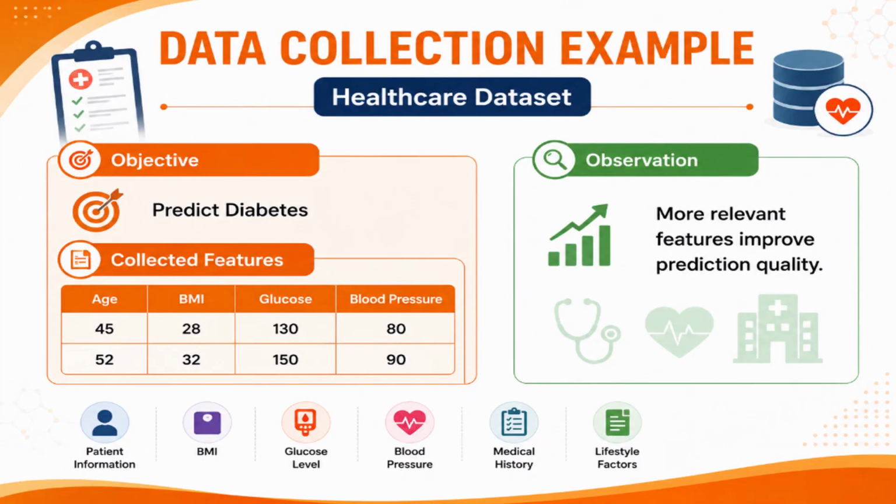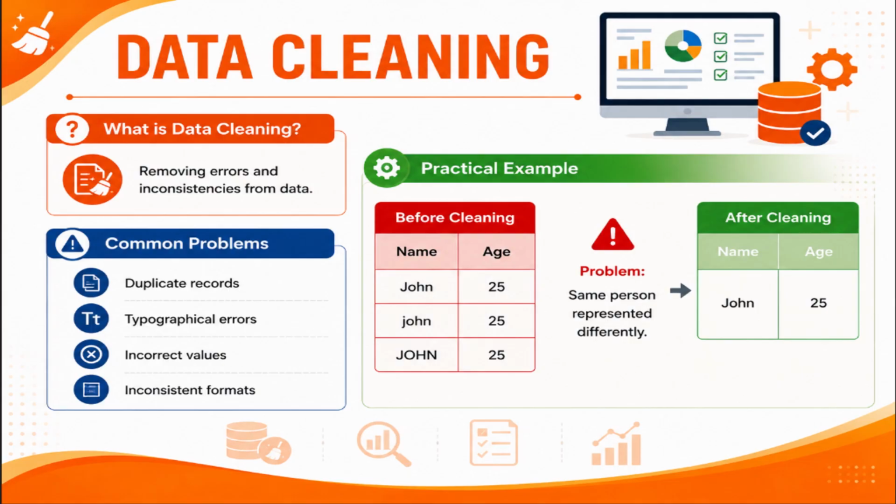Okay, so predict diabetes of a patient, having age 45, BMI 28, glucose 130, and blood pressure 80. Similarly, another patient's data. So you can collect these features: patient information, BMI, glucose level, blood pressure, medical history, and lifestyle factors. By using all these, you can predict whether the patient has diabetes or not.